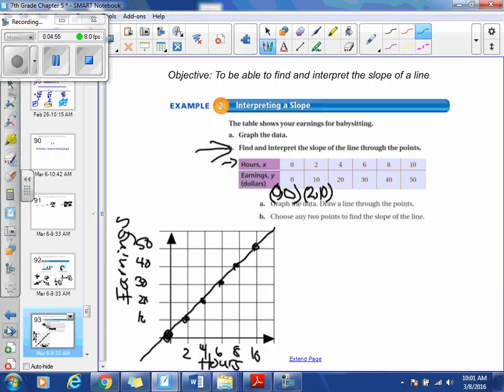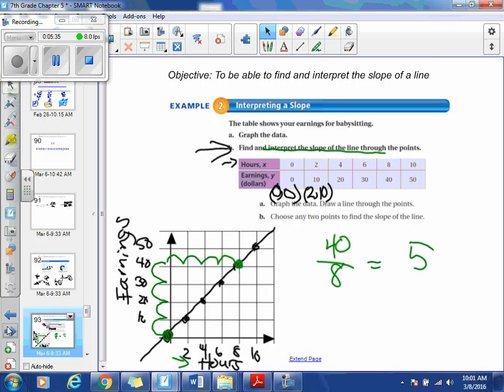Find and interpret the slope of the line through the points. So to find its slope, we'll just pick any 2 points on the grid. Let's pick this one, and this one, just for fun. All right? And to find the slope, we do rise over run. You can't run until you stand up, right? You're in your desk, you can't run until you stand up, so you gotta rise first. So here we're going up by 10. So 10, 20, 30, 40. So my rise is 40. And then my run, remember we're counting by 2s on my x-axis. So my run is 2, 4, 6, 8. If I take 40 divided by 8, I get 5.